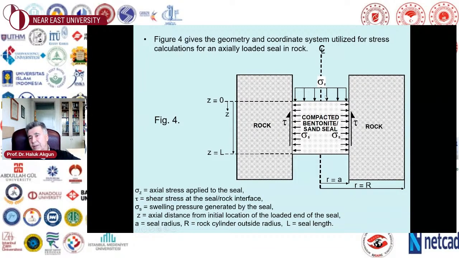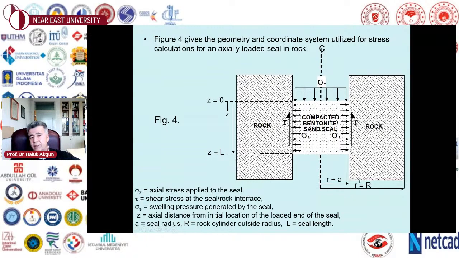And well, the coordinate system at the loaded end of the compacted bentonite sand seal: we have z equal to 0, so the coordinate starts from the loaded end of this interface, and z points down this way, and z is equal to L, which is the length of the specimen at the bottom of the compacted bentonite sand seal.